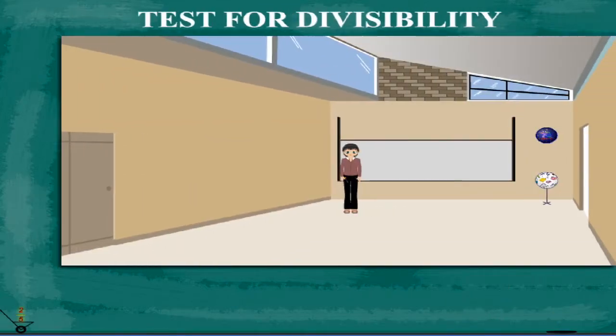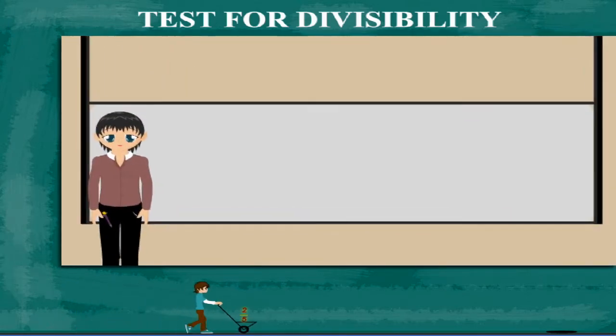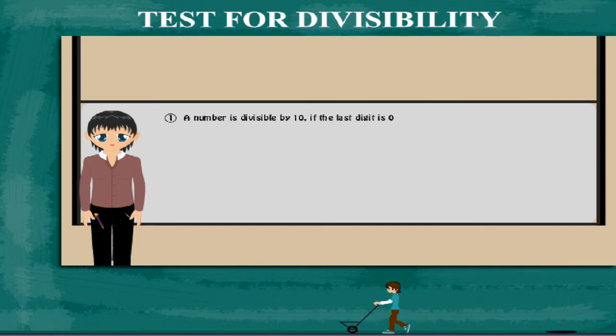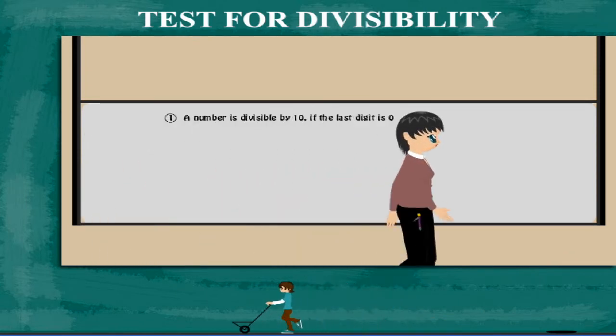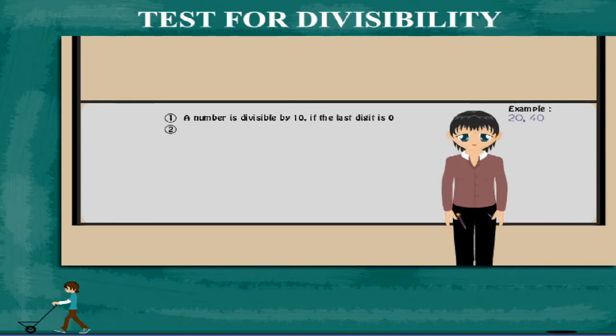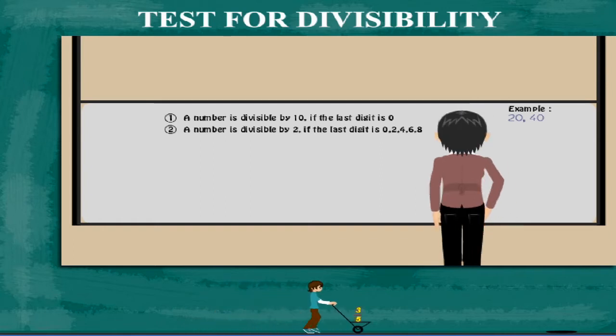Test for divisibility. Teacher Nancy is here to tell us how to check whether a number is divisible by another number. She writes the first rule that a number is divisible by 10 if its last digit is a 0. Examples are 20, 40, etc. The next rule is that a number is divisible by 2 if its last digit is a 0 or 2 or 4 or 6 or 8.